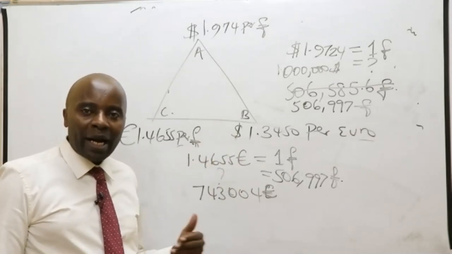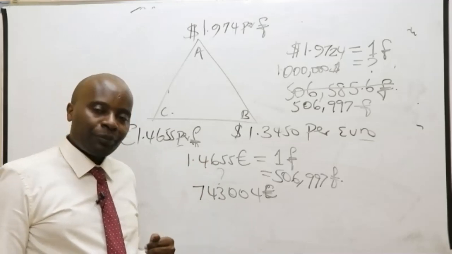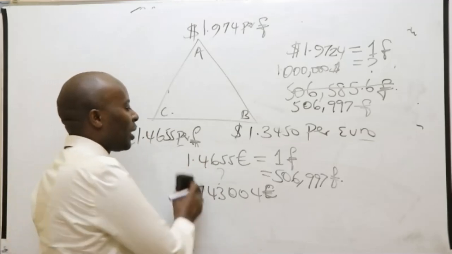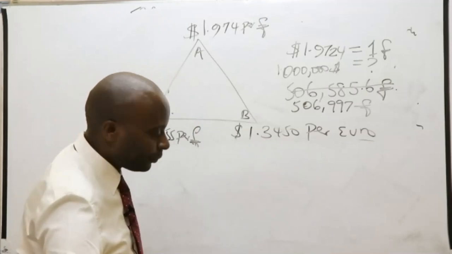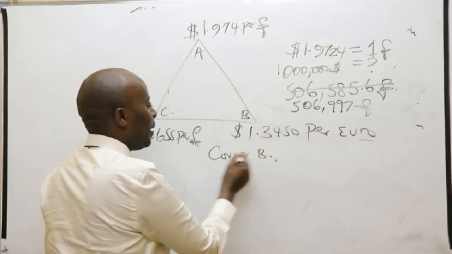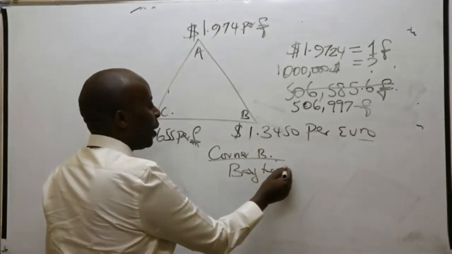So you buy back the dollars. So go ahead and buy back the dollars. So come and buy back here the dollars. So at corner B, we are buying the dollars back.